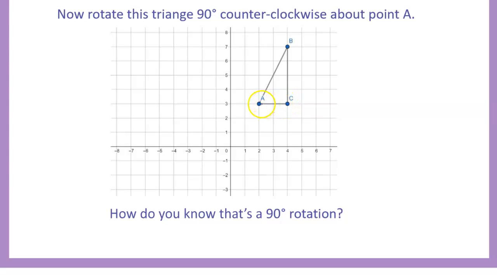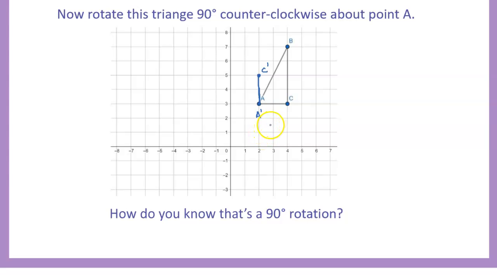So remember, we keep the same distance from the rotation point. So C is 1, 2 away from A. It's going to rotate 90 degrees and it's going to end up 2 points away from A up here. 1, 2. So this would be C prime. Remember, prime is what our image is called. A and A prime are the same point because we're rotating around the A.